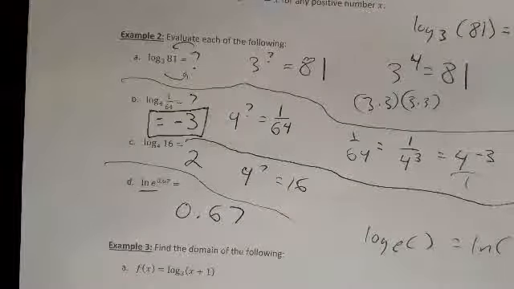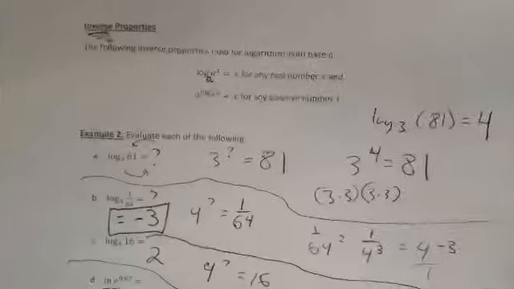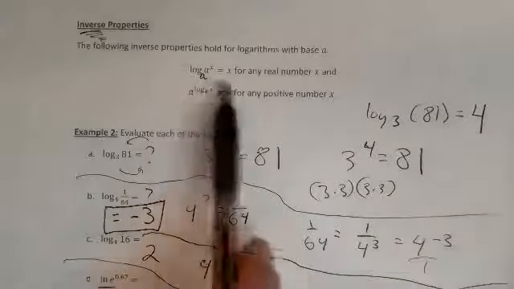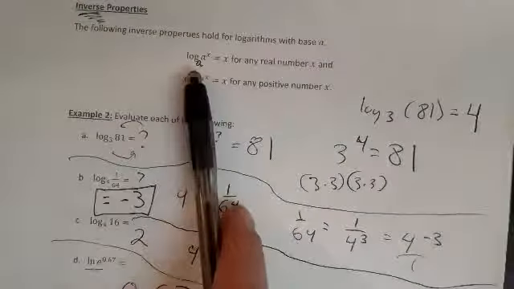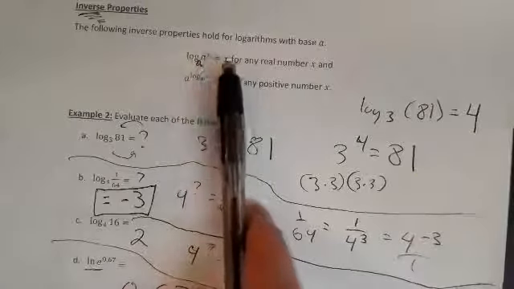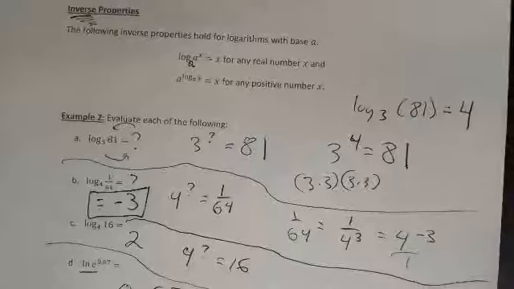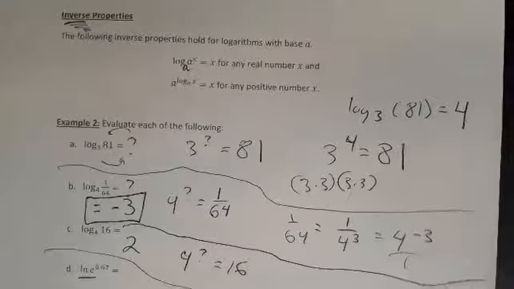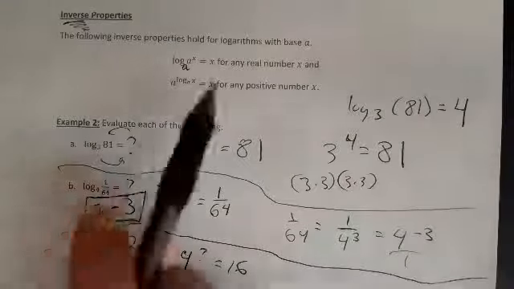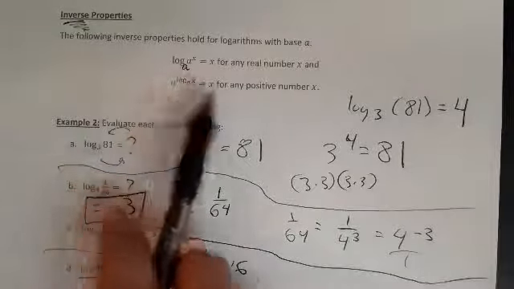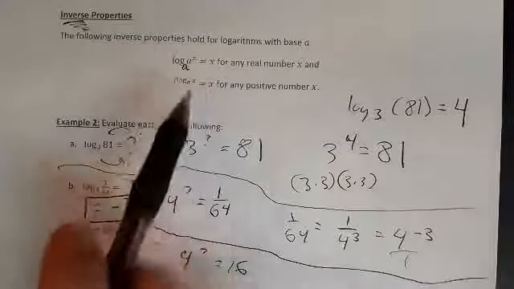So ln of e to anything is always the anything it is raised to. That comes from this property: log base e of e to the x is going to be that x. They're just using natural logs, which is a different base, right?